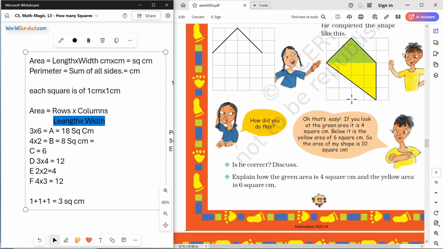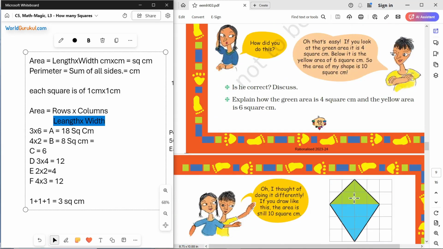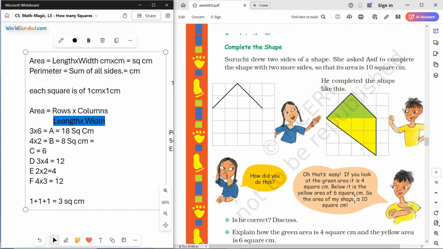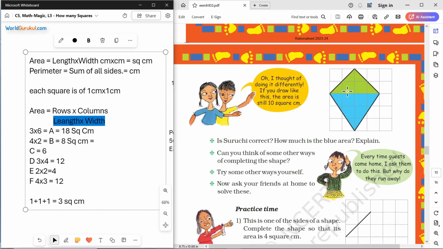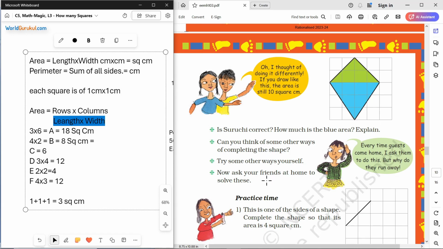And try counting the area of both. Try comparing. This grid is 1, 2, 3, 4, 5 by 5. That's 25 squares. And here also, this is drawn in 25 squares. And do the comparison, and you will be able to answer these simple questions.